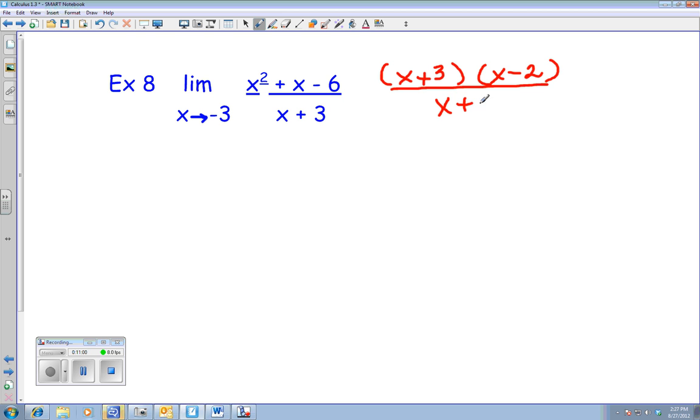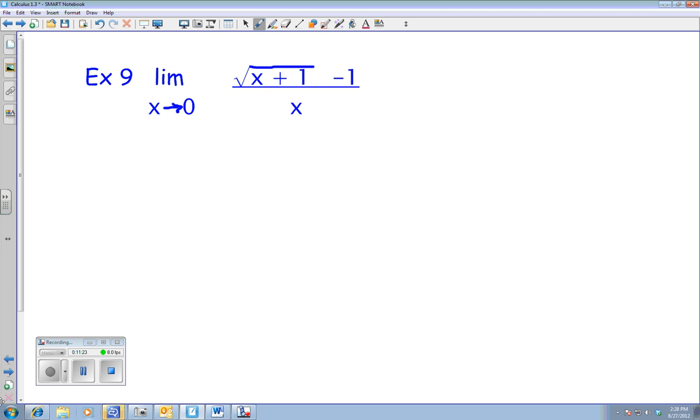It usually works out to where I can end up canceling something. Alright, and that's what happens here. I can cancel out my x plus 3's. I have an x minus 2 left. Now I can use direct substitution. Negative 3 minus 2, negative 5.